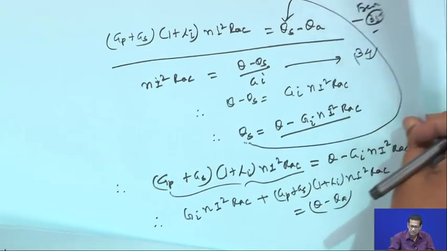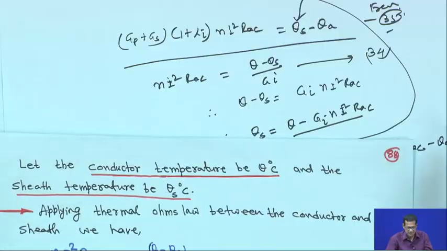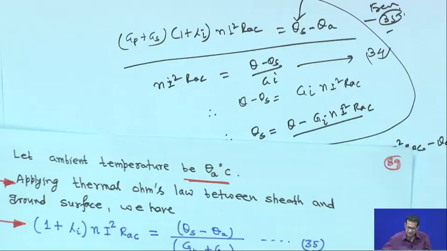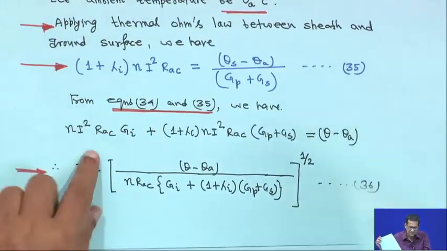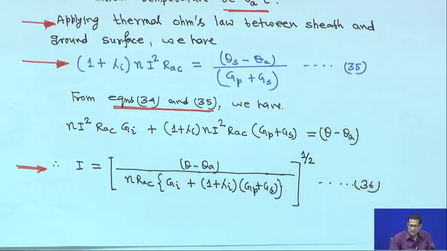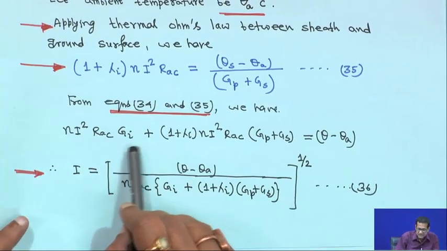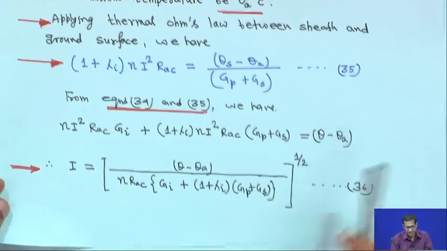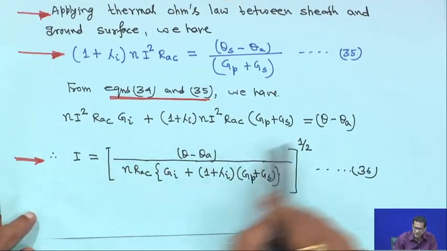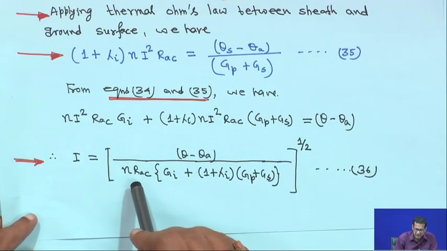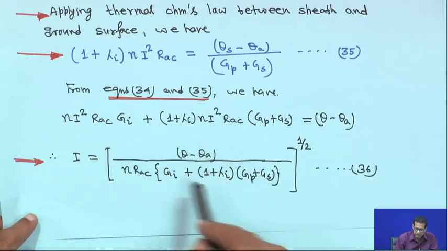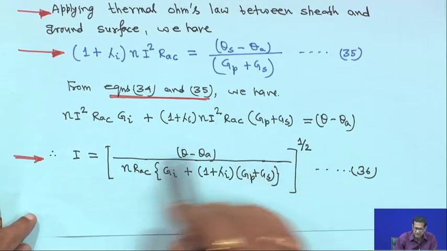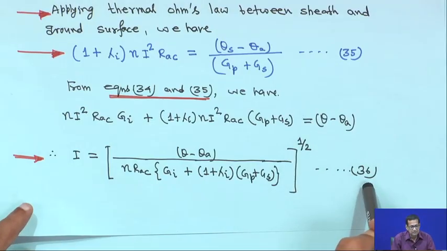So, from these two equations, 34 and 35, we are getting n I square RAC Gi plus 1 plus lambda I n I square RAC Gp plus Gs equal to theta minus theta a. Just now I have shown you. Therefore, I will be theta minus theta a divided by n RAC, where n RAC will be common from both, in bracket Gi plus 1 plus lambda I into Gp plus Gs. It is I square, so it is to the power half, the square root. So, this is equation 36.